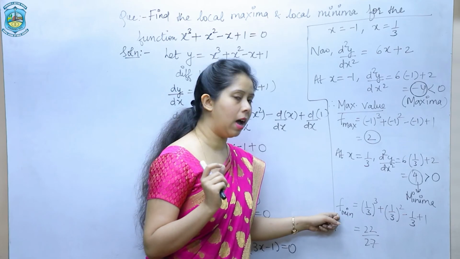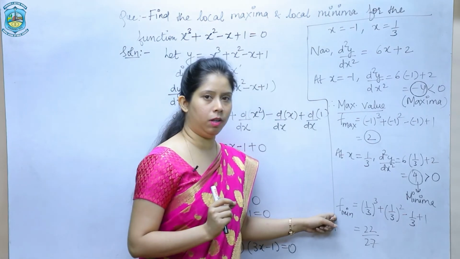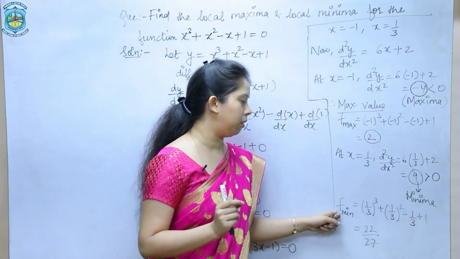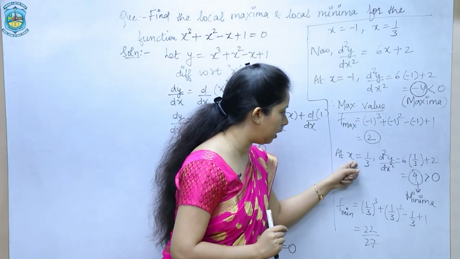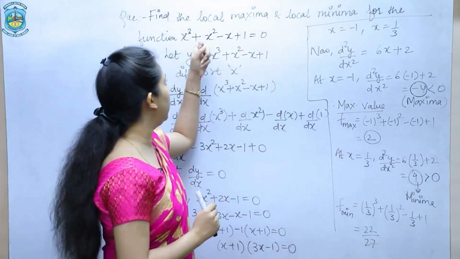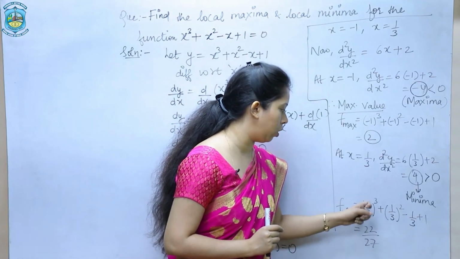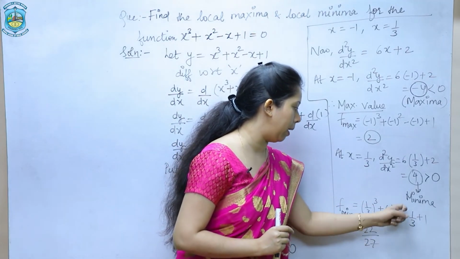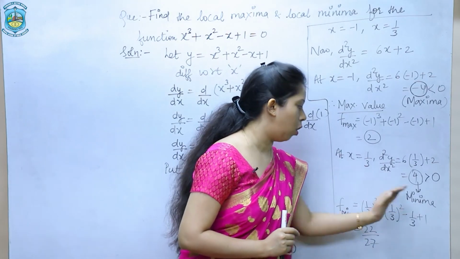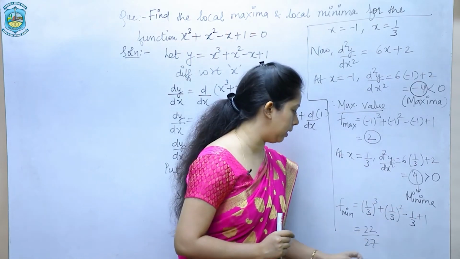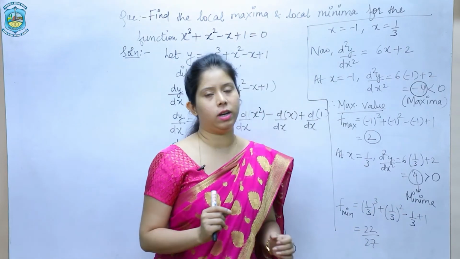And lastly, we have to calculate the minimum value of the function. And minimum value of the function is obtained by substituting the value, the point, in the function. So here f minimum is 1 by 3 whole cube plus 1 by 3 whole square minus 1 by 3 plus 1. So on simplifying it, after taking the LCM, the final value will be 22 by 7.